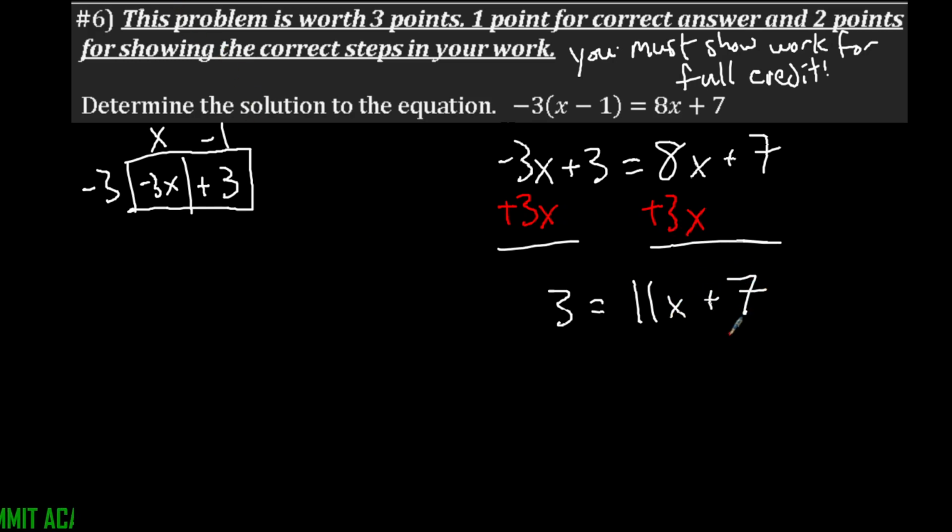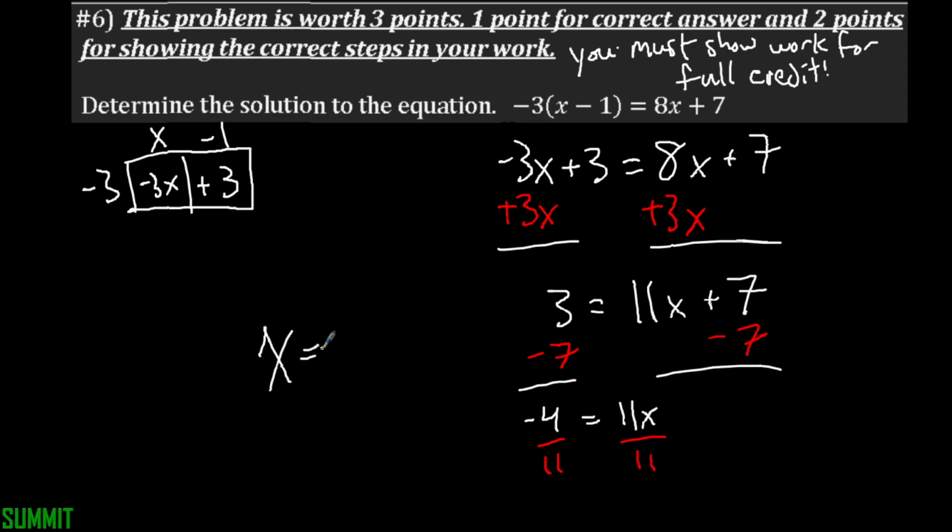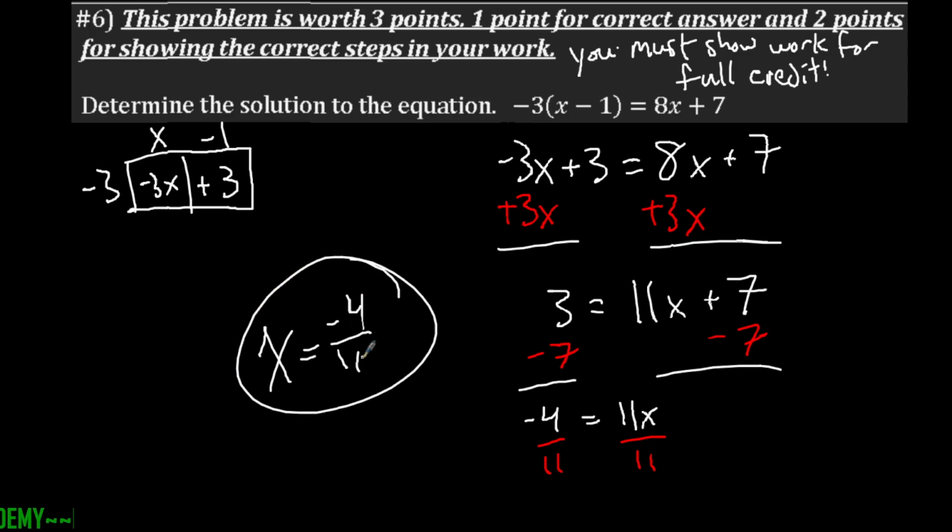Two last steps to get x by itself. Subtract 7 from both sides. I say on the left side I have -4, and on the right side I have 11x. Last step, divide both sides by that coefficient. So I divide both sides by 11. I can say x equals -4 over 11. And I can leave my answer as a fraction. That way, it doesn't have some crazy decimal.